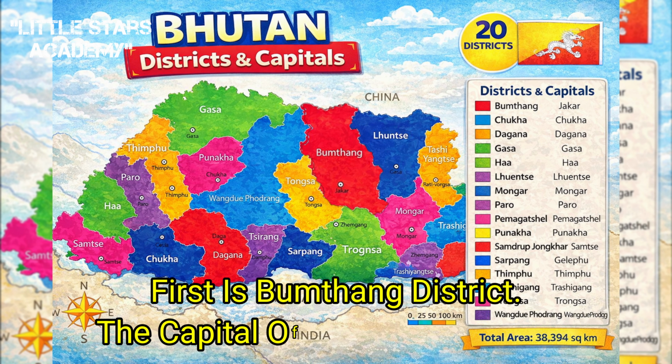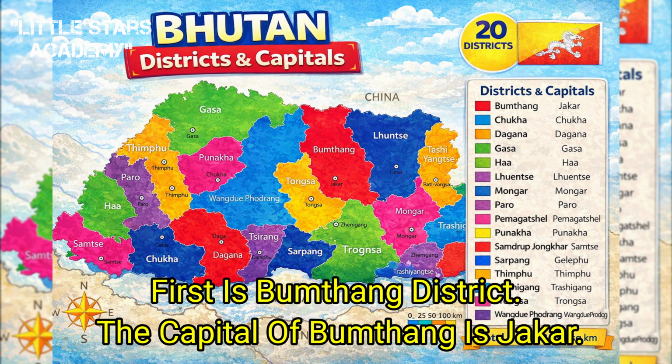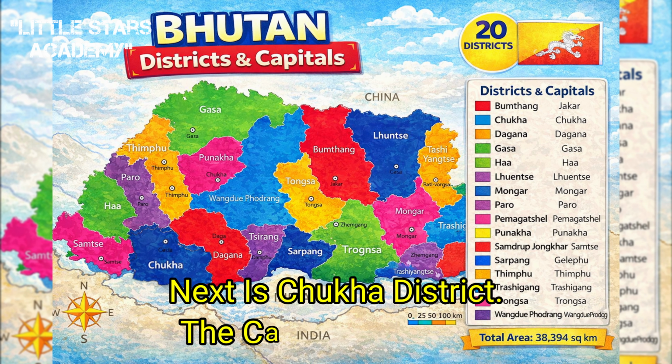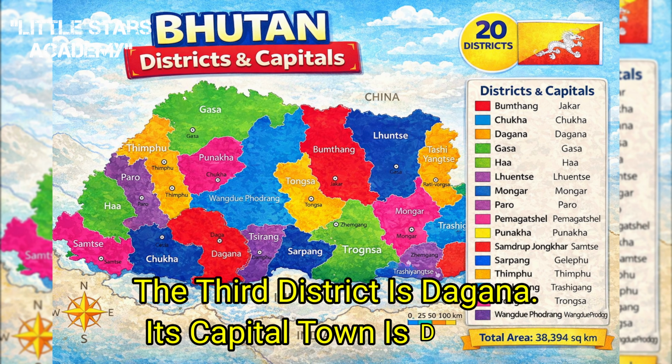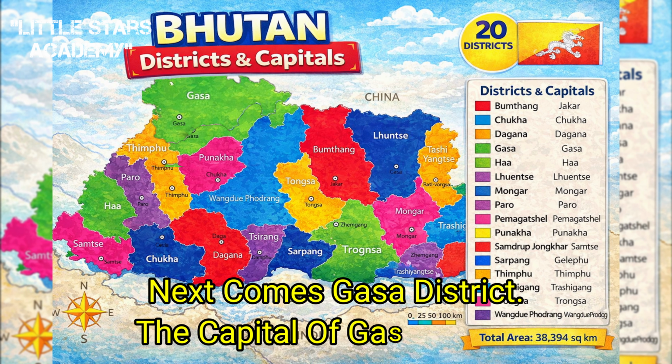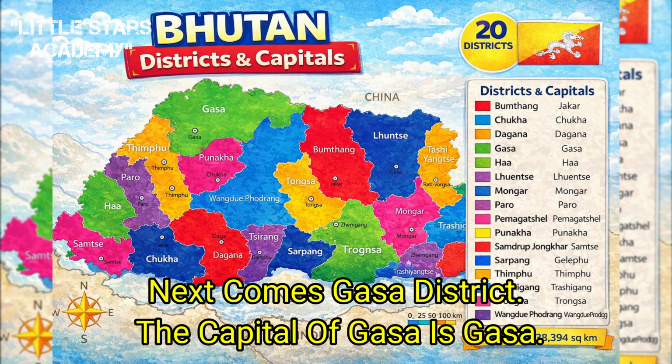First is Bhutan district. The capital of Bhutan is Jakar. Next is Chuka district. The capital is Chuka. The third district is Dagana. The capital town is Dagana. Next comes Gasa district. The capital of Gasa is Gasa.